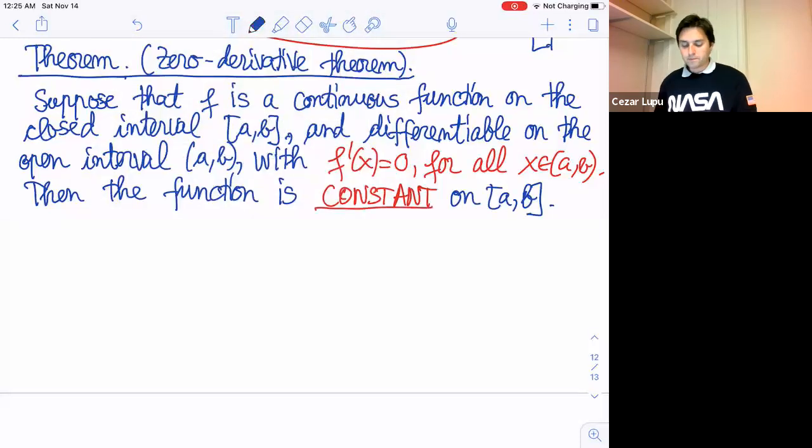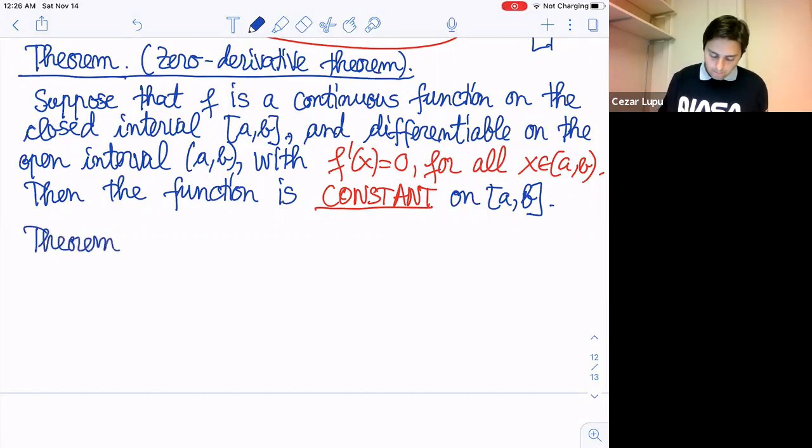That's the first theorem. So if the derivative is 0, then the function is constant. That's what you need to know. And now let's see the relation between two different functions. If we have two functions whose derivatives are equal, what happens? What is the difference between those two functions? Well, the answer is quite clear. The functions will differ by a constant. Let's call this the constant difference theorem.